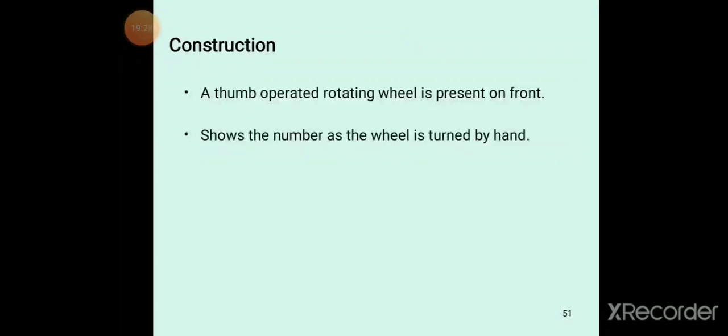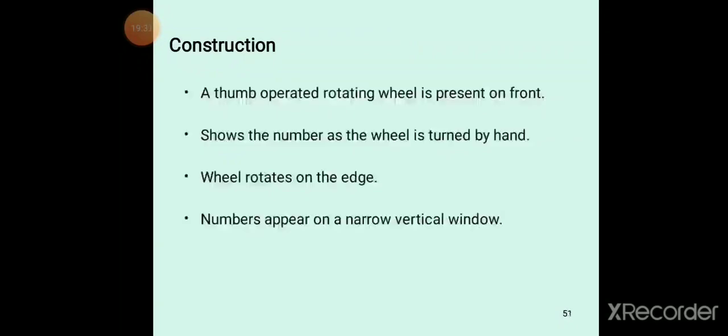Now we see here the construction of the thumb wheel switch. A thumb operated rotating wheel is present on the front. Whenever we turn the wheel, it shows the number as the wheel is turned by hand. The wheel rotates on its edge. Numbers appear in a narrow vertical window.